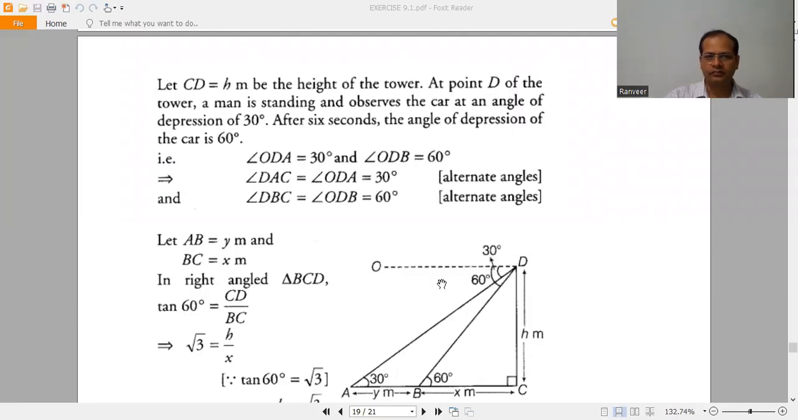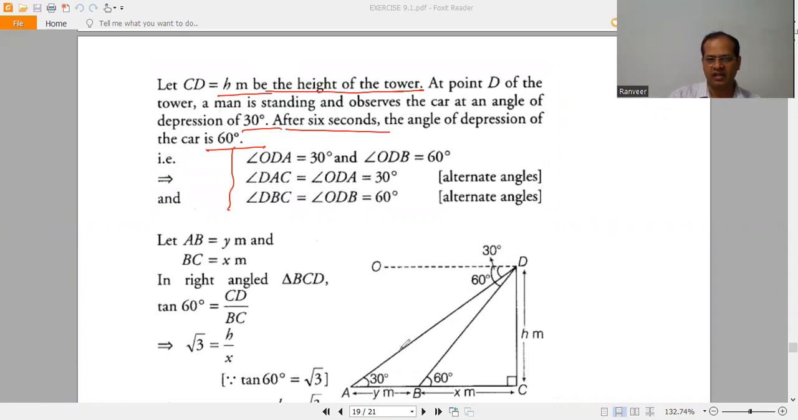Now, let CD be h meters, the height of the tower. At the point D of the tower, a man is standing and observes the car at the angle of depression 30 degrees. After 6 seconds, the angle of depression is 60 degrees. So this is the corresponding angle we can write.